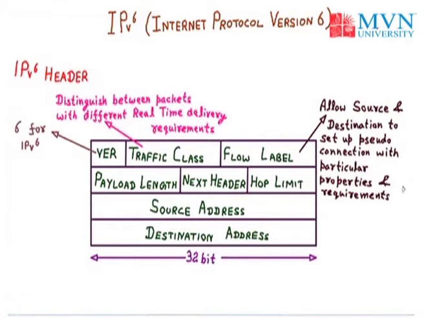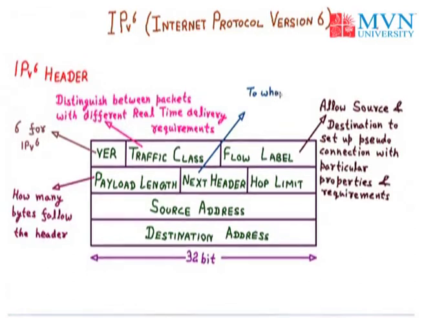So now next we have the payload length. Payload length tells us how many bytes follow the header. Now every packet has some particular header as well as the data. Data, that means the payload length. In every packet we have to provide a header, and the header is provided by IPv6, and the particular data length is provided by payload length.